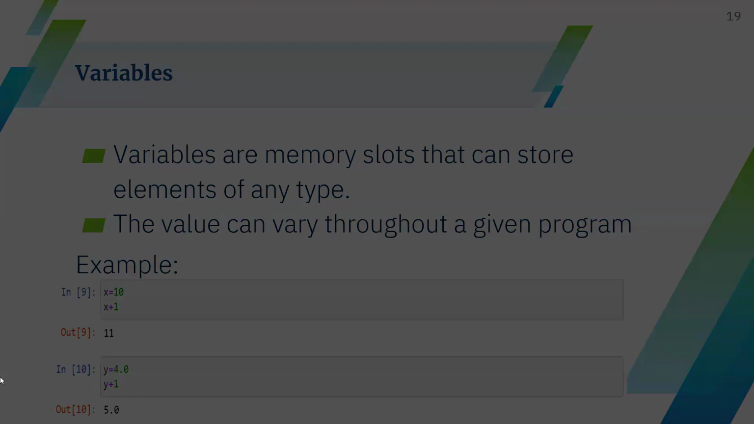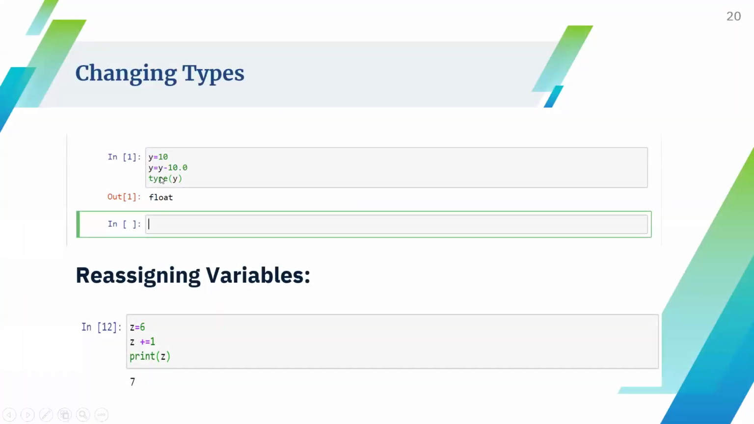Got it? So like this, now you can see here, y equal to 10, y equal to y minus 10. In that case it is going to be 0. Now what is the type of y? It is going to display float. Reassigning the variable: I'm going to reassign the variable, I'm going to change the type here, I'm going to reassign the value.